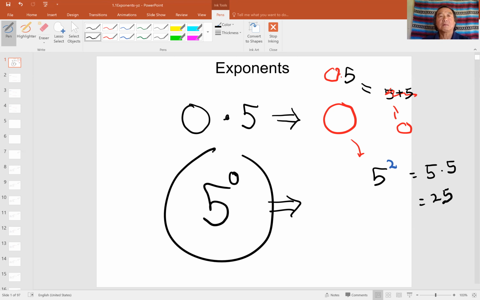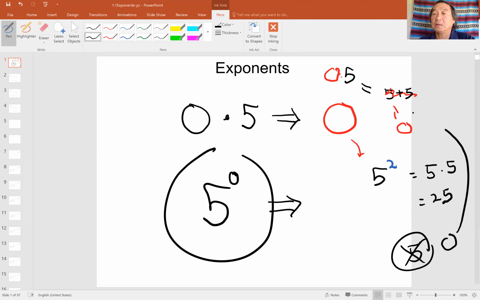And now, of course, the first reaction is, oh, 5 to the 0, there's no 5 to multiply. So if there isn't anything, it's nothing. If it's nothing, it should be 0, right? Same as before. There's nothing. Either you add or multiply, you get nothing. Shouldn't the answer be equal to 0? And of course, the answer is not, it's 1.